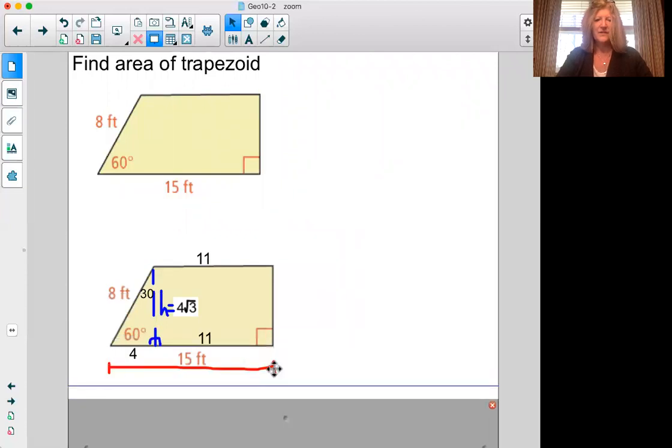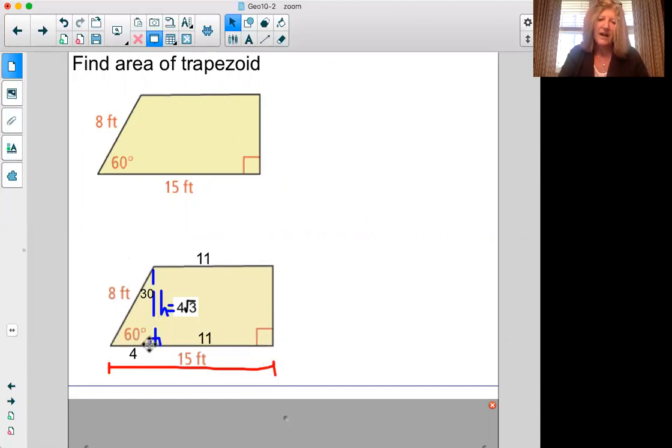This whole thing is 15. So that means that when we make our 30, 60, 90 triangle, this is the hypotenuse. That means the short leg across from the 30 has to be 4. That means this must be 11. This is a rectangle, so this must be 11. So now we know both our bases. One base is 11 and the other base is 15.